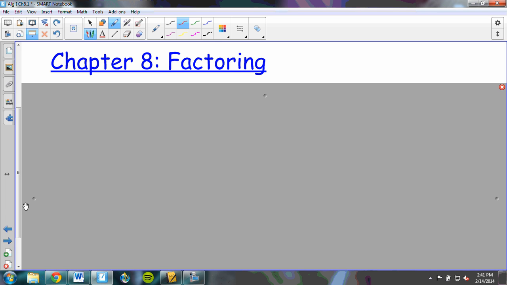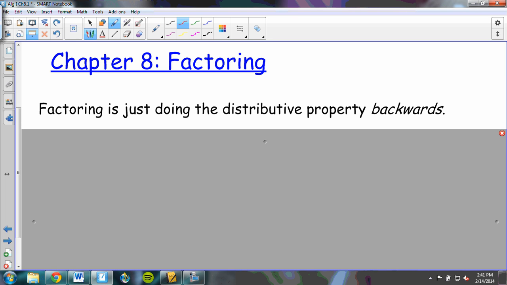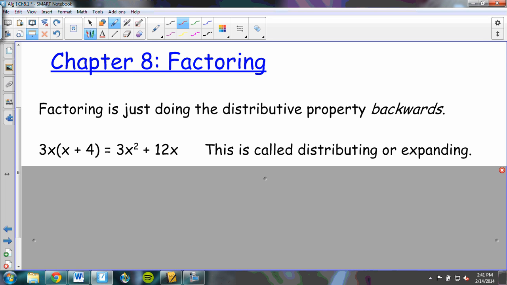You need to be able to factor. We're going to spend a ton of time in this class on factoring. Factoring is just like doing the distributive property backwards. So here's a regular distributive property, where I have 3x times x is 3x squared, and 3x times 4 is 12x.